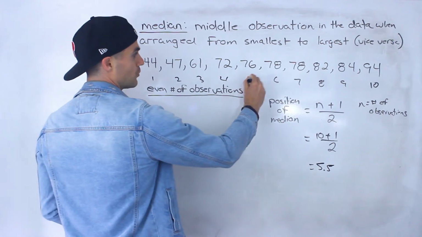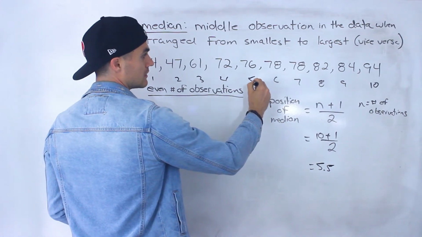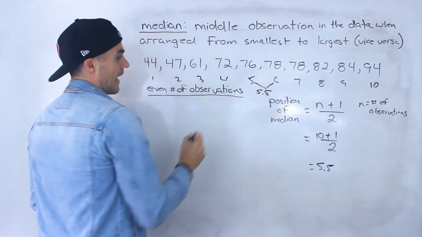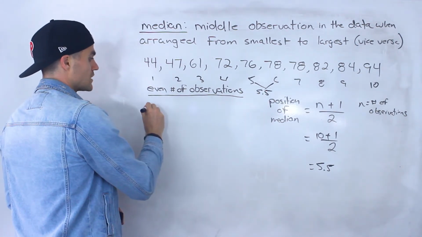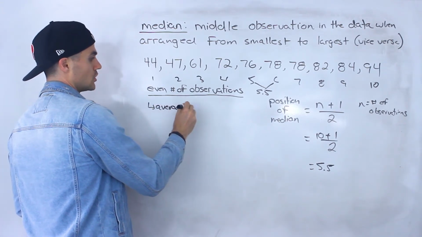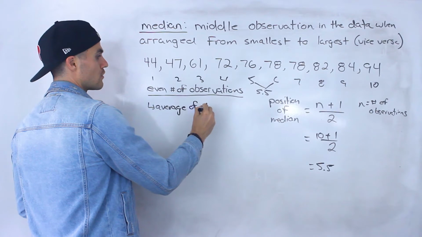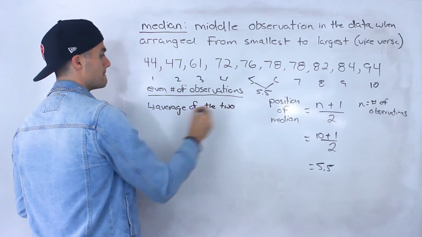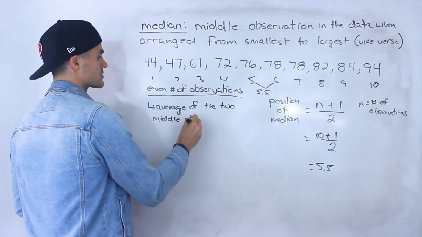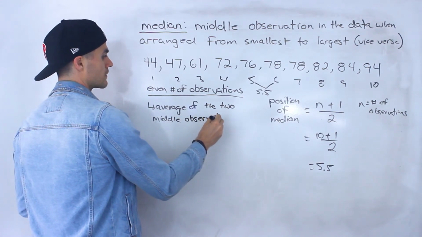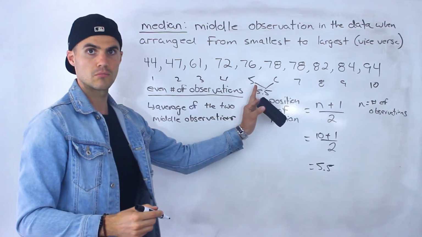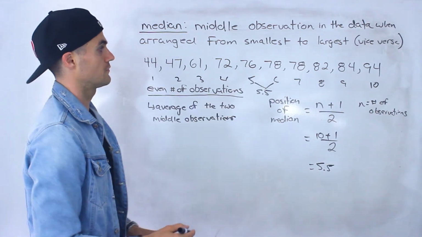And notice that 5.5 is in between these two right there. That's where 5.5 is. And so with an even number of observations, what you're going to have to do is take the average of the two middle observations. Because with an even number of observations, there's not going to be a single middle observation. There's going to be two of them.